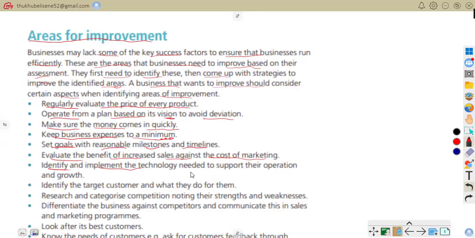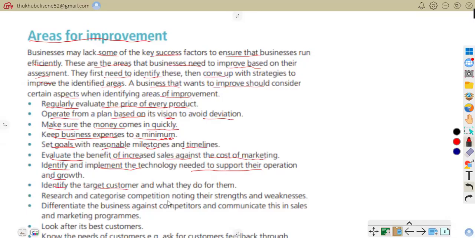Identify and implement the technology needed to support their operation and growth. So now we are trying to say you are to identify and implement necessary technology. A business should use appropriate technology to improve efficiency, customer service, and growth. So that is that.